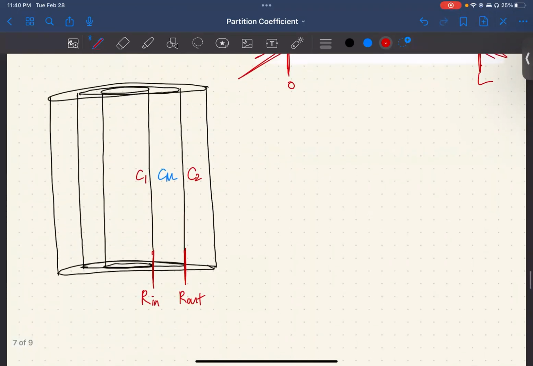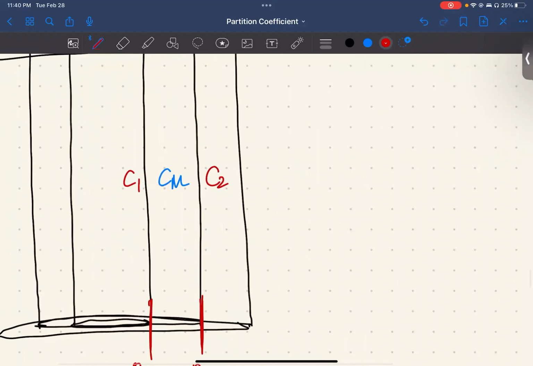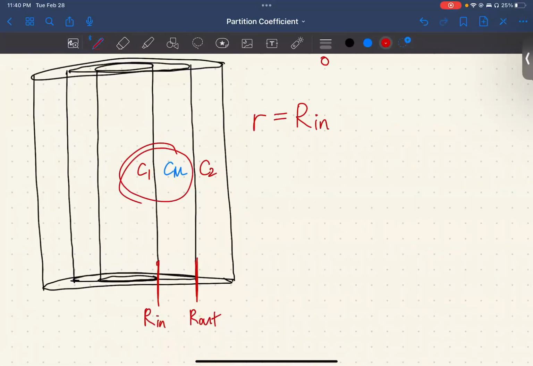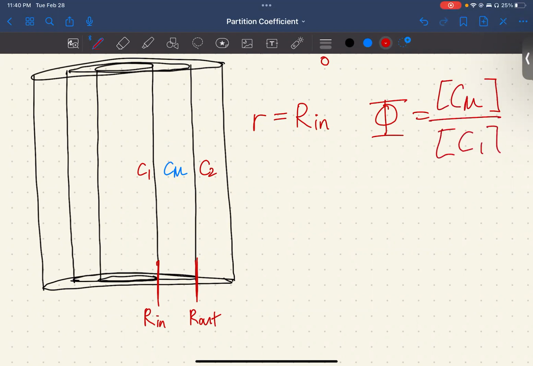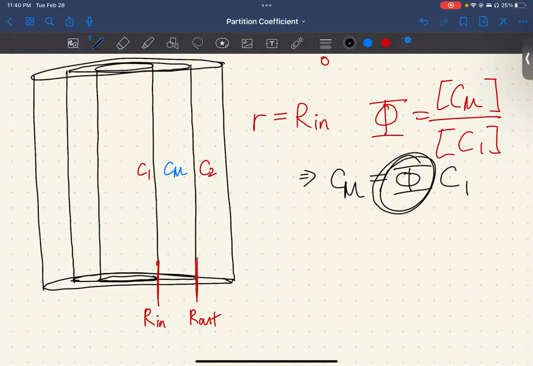This means let's redefine our boundary conditions and use our partition coefficients to understand. Let's actually write out the definition of the partition coefficient, at R equal to R in. We said the partition coefficient is equal to Cm over C1. This means Cm is simply equal to the partition coefficient times C1. That's how we can relate these different concentrations, and it's basically a scaling factor to account for that discrepancy. In the end, they will be equal to each other with this scaling factor, at equilibrium.